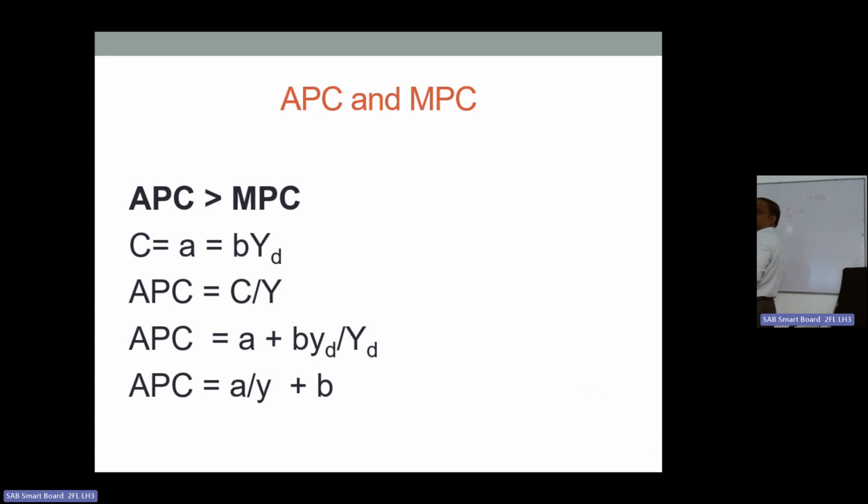You can think about this a over Y: it will be either positive, or sometimes it may be negative. If it is negative, the APC will go the other way around. If it is positive, it means APC is higher than MPC. That depends on the value of this one, whether it is positive or negative. So we can think about that.